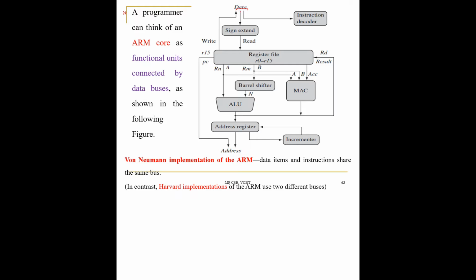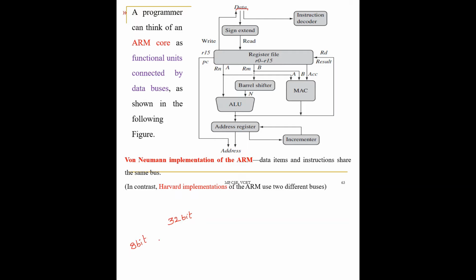Data as it is being entered is going to be sign extended before it gets processed. Please do remember the ARM processor is a 32-bit processor. So whatever data enters the ARM processor core, if it is less than 32-bit, this particular block, the sign extend block, is going to extend the number of bits to 32-bit. For example, let us say that 8-bit data is entering into the processor.